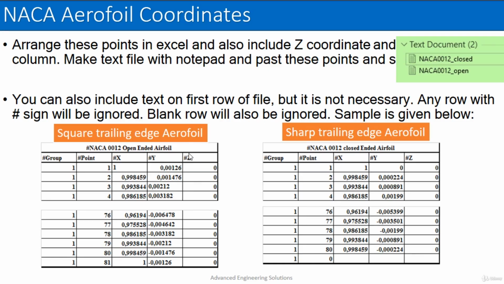And after making the notepad files, you will notice that you will have these two files. One is the NACA 0012 close file, which is the sharp trailing edge, and the second one is the NACA 0012 open, or the square type of trailing edge.